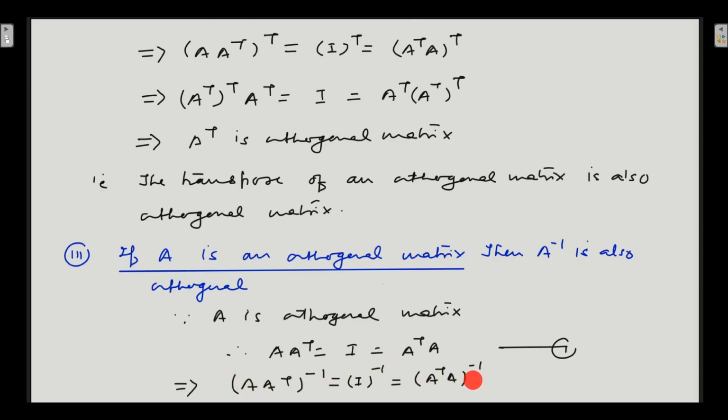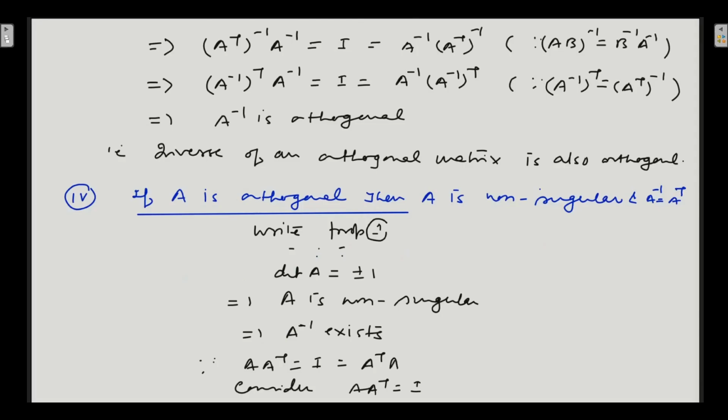Now let us take the inverse on all the sides. So the inverse of A transpose A can be written like this, the identity matrix's inverse can be written like this, and A A transpose's inverse can be written like this. This equality will still hold good if you take the inverse of equation 1 on all three sides.